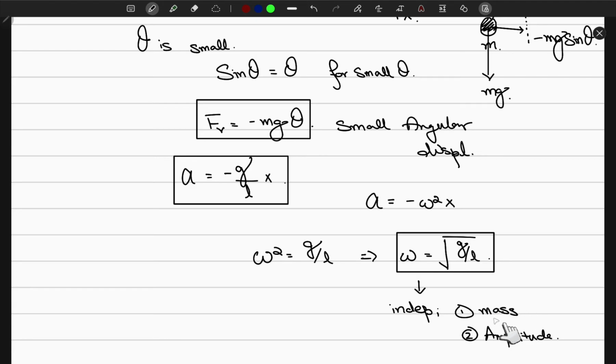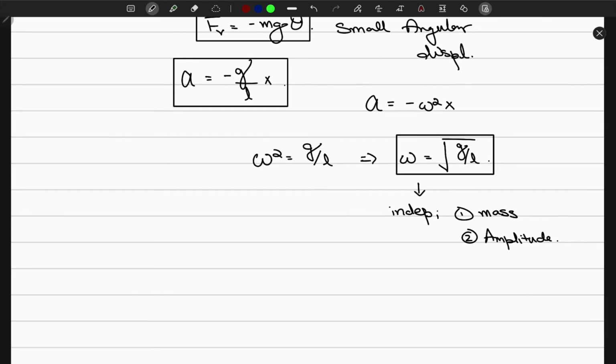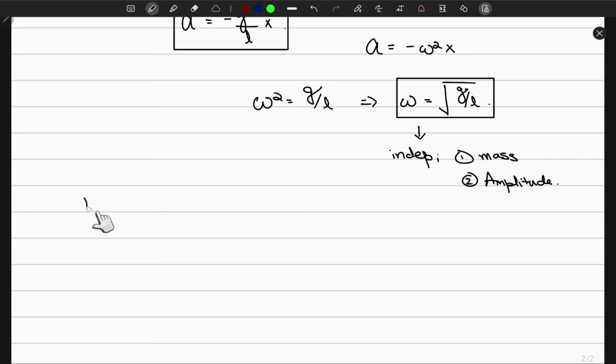Now, having this at our hands, we can write down the time period for such a system as 2 pi over omega, but omega is square root g over L, so it becomes 2 pi square root L over g, because omega is in the denominator. So that's the time period for a simple pendulum.